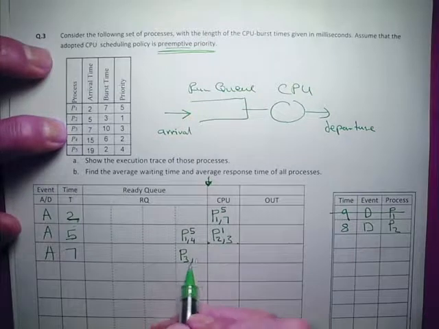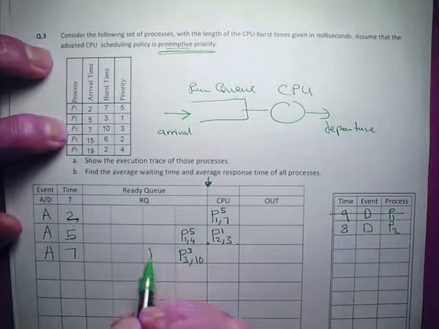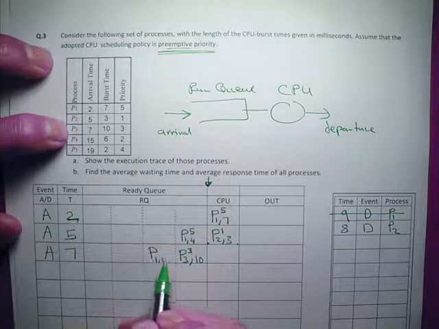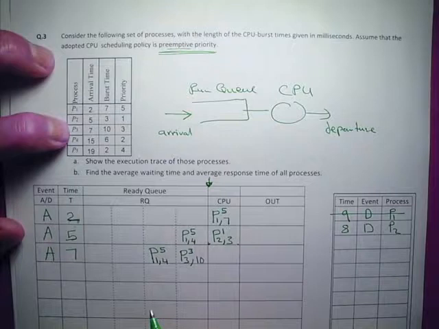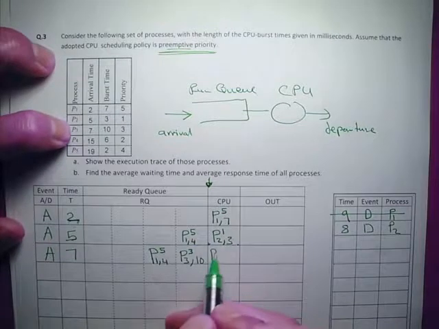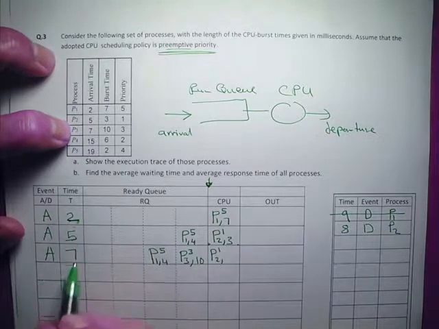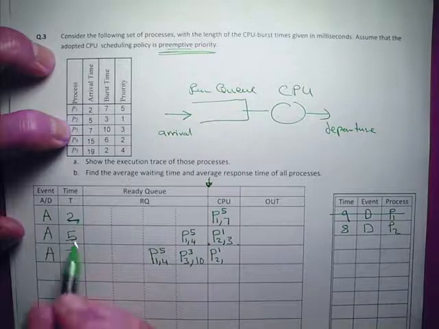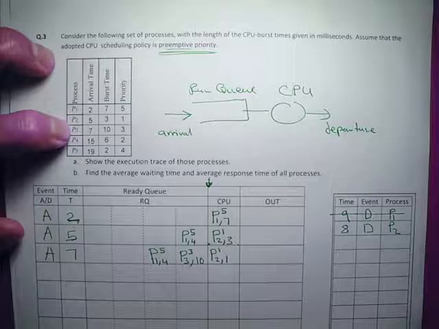So P3, and it needs how long? 10. And priority is 3. And the one here is P1, 4, and priority is 5. Now, at this point of time, P2 is left with how long? Look, elapsed how many milliseconds? 2 milliseconds. Here it was 3, so now it's left with 1 millisecond.